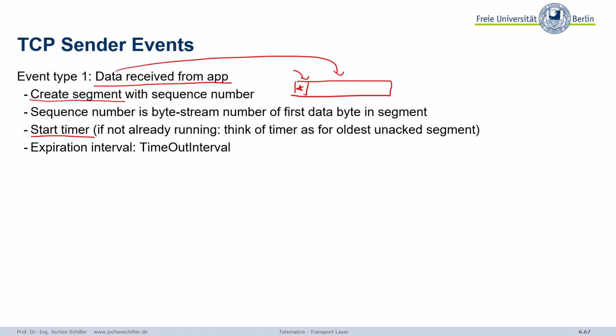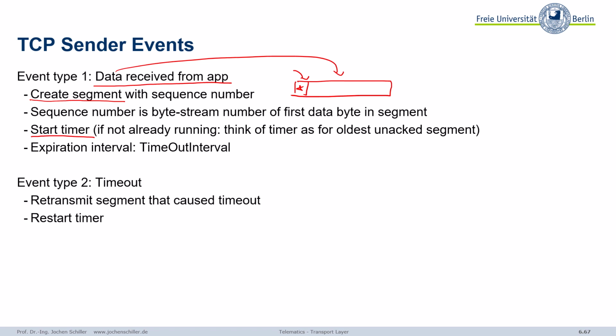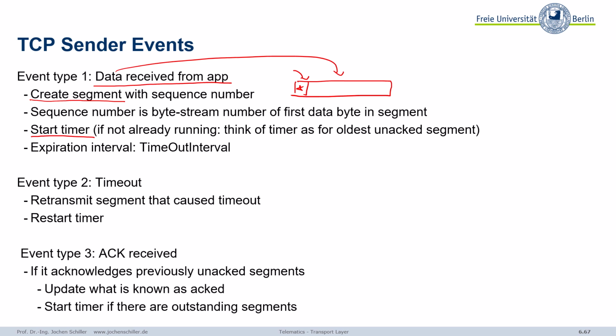And if the timer has a timeout, what do we have to do? Well, we have to retransmit the segment that caused the timer, and then we restart the timer. How often do we do this? Until we receive the acknowledgement. If we receive the acknowledgement, we are happy. It acknowledges, hopefully, unacknowledged segments, and we can then update what is ACKed, and we can start a timer if anything is still outstanding. So that's how it works, a simplified scheme.